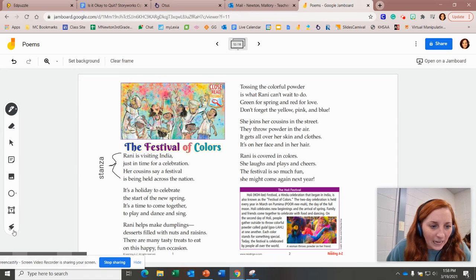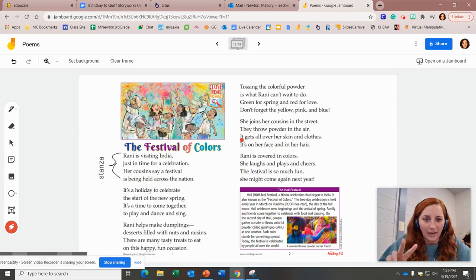You want to look at your last words: India, celebration, festival, nation. Which out of those 4 words rhyme? Which 2 words rhyme? India, celebration, festival, nation. Very good. Celebration and nation. Tion makes the shun sound.